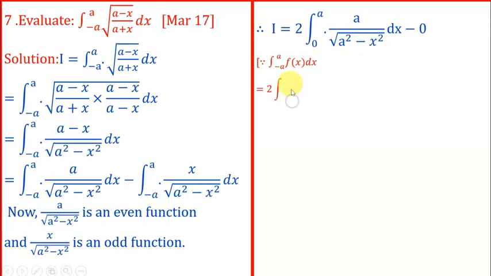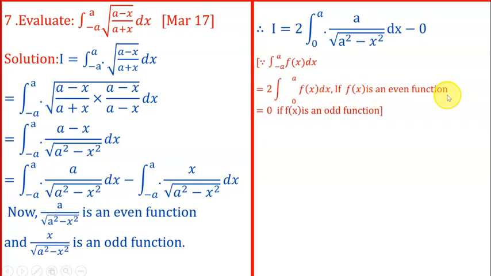Okay, that is the integral from minus a to plus a of f(x) dx is equal to 2 times the integral from 0 to a of f(x) dx if f(x) is an even function, and is equal to 0 if f(x) is an odd function. Now this function is odd, therefore its integral is 0. And what about this? It is 2 times the integral from 0 to a of 1 upon root of a square minus x square dx. Okay. Now next, take 2 outside the integral sign.